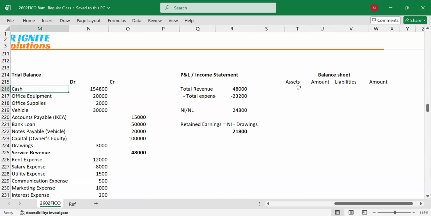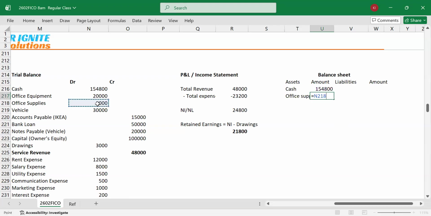Starting from here, cash is your asset. And what else do we have? Office supplies. You consider that as your asset for now. You have a cash total balance of 154,800. Office supplies, you have 20,000. Sorry, I think this is supposed to be 2,000. Office supplies is 2,000, not 20,000. Okay, so let me pick that from here.